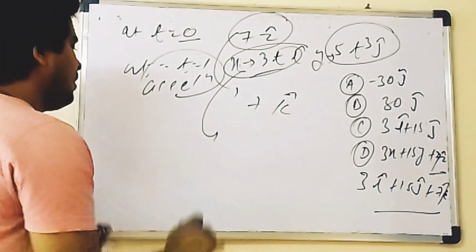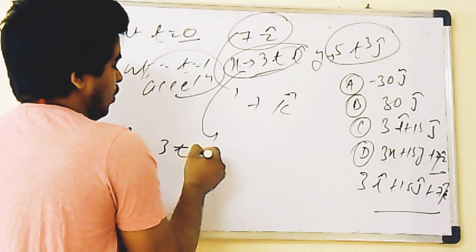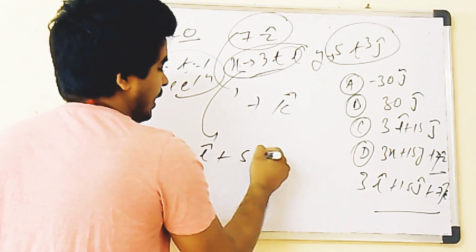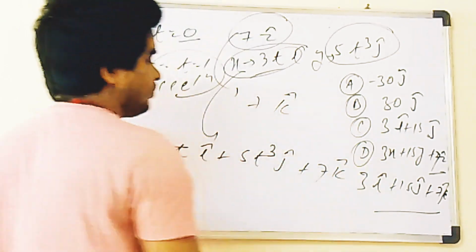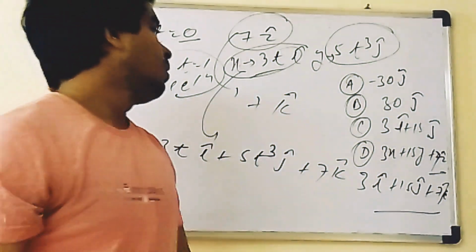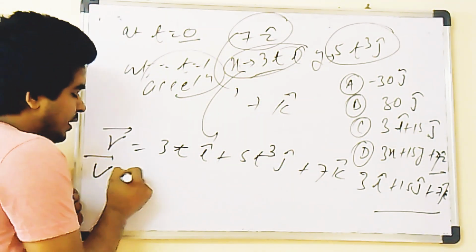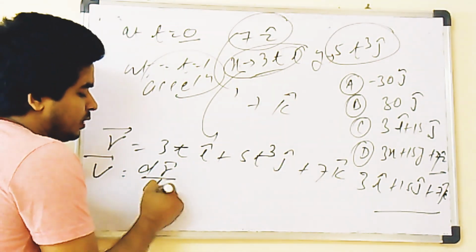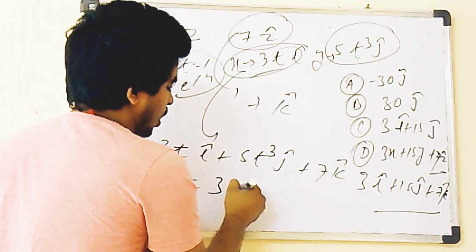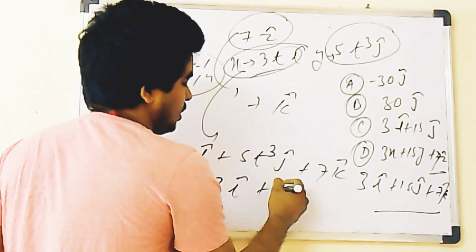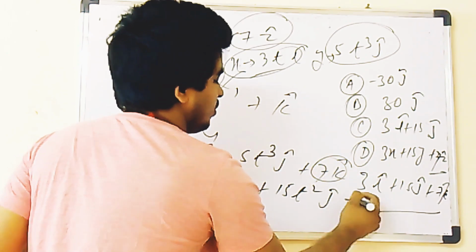So if I write the position r, it is 3t i cap plus 5t cubed j cap plus 7 k cap. The question asks for acceleration, so first we find velocity, which is the differentiation of r with respect to time. Differentiating, we get 3 i cap plus 5 into 3, 15 t squared j cap. 7 is constant, so that will be 0.